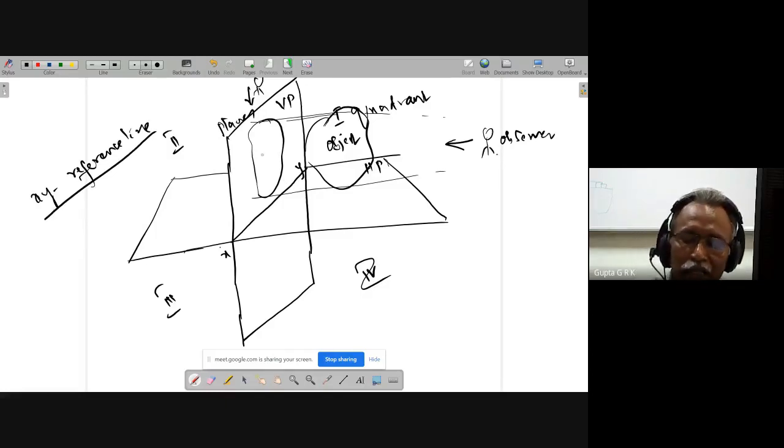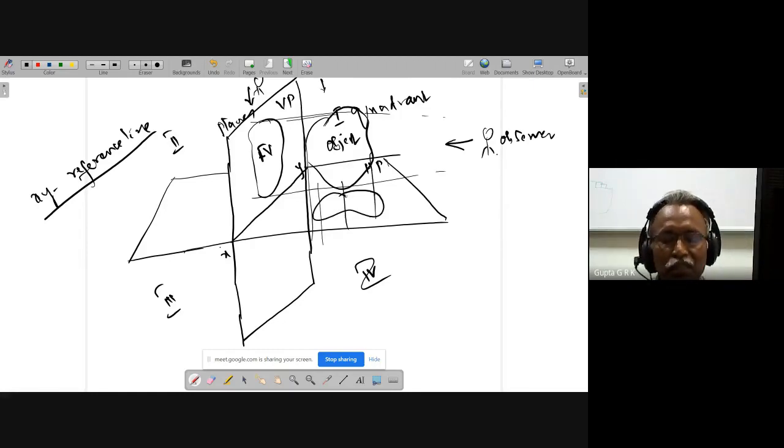The view that falls on the VP is called the front view. If I see from the top, these rays fall here and form its view here, and this is called the top view. So I will have a front view and a top view: front view on the VP and top view on the HP. The observer is seeing from the front or from the top.